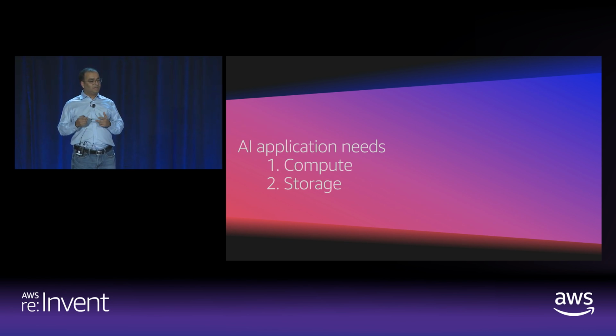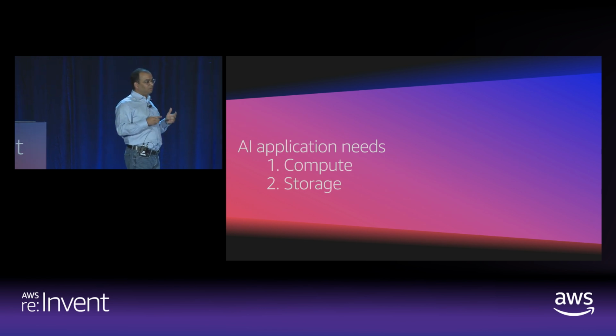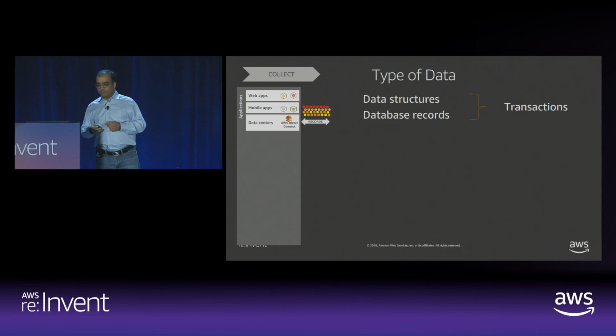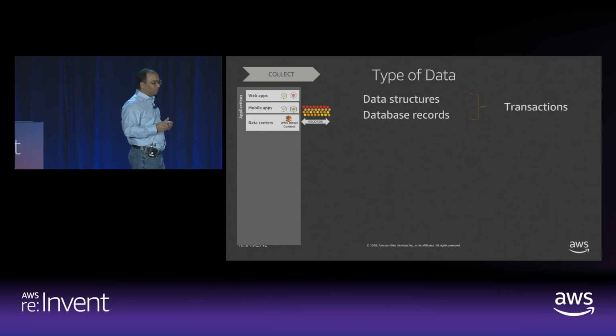A few years ago, data scientists figured out how to use a GPU to build machine learning platforms, and with that, a lot of compute problems seem to be solved or getting solved. But for data storage, we still need to pay attention to the storage. So what are the different types of data that we need?